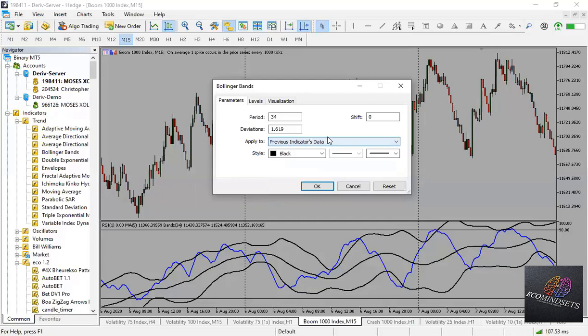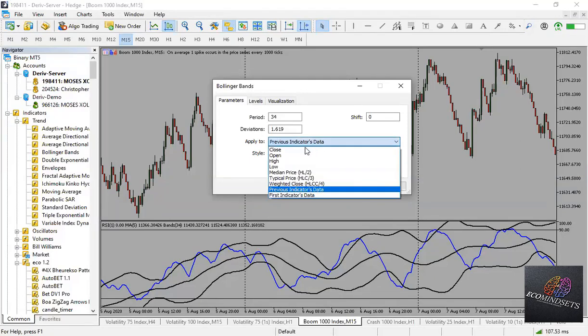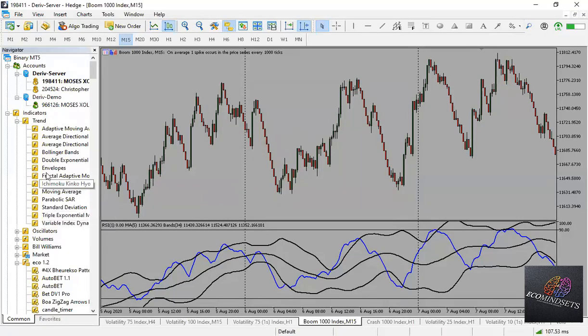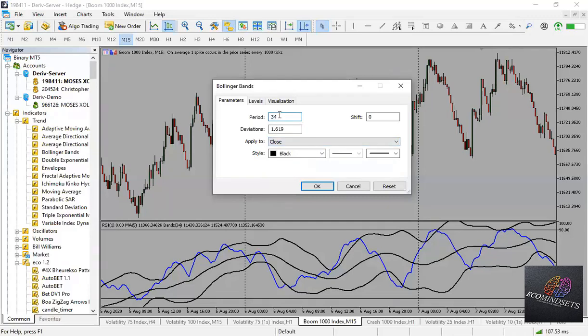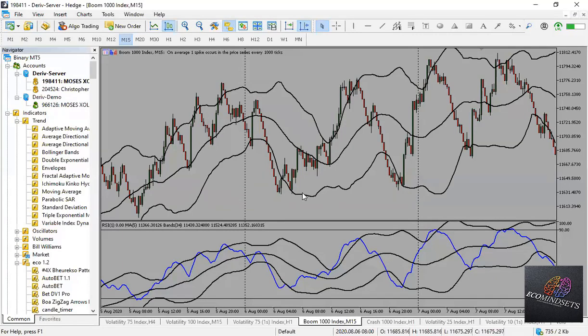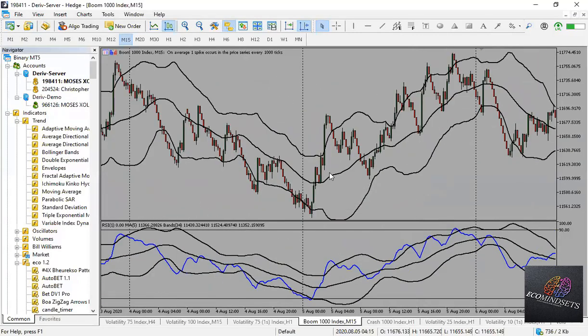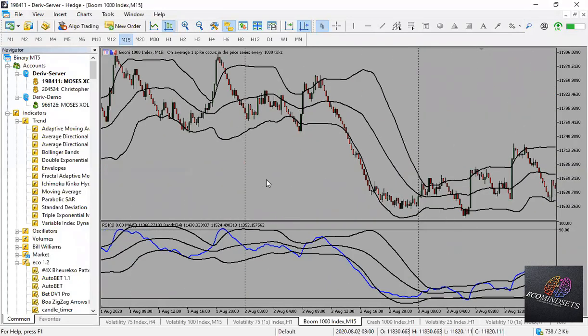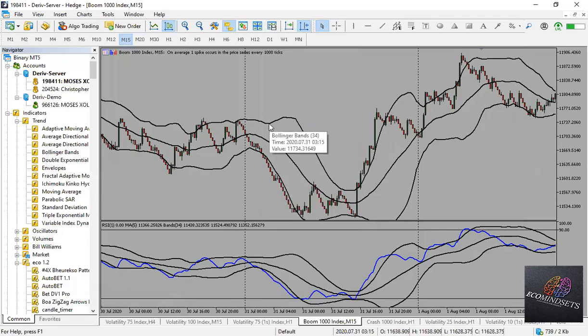This Bollinger Band setting is for the main chart. Okay, let me just do that before I come in. So we drop this on the main chart. Period 34, deviation 1.619, apply to close. Then you can choose your color that you want, and you click on OK. All right. So you should have something like this. You should have something of this nature. So that is for those using phone.